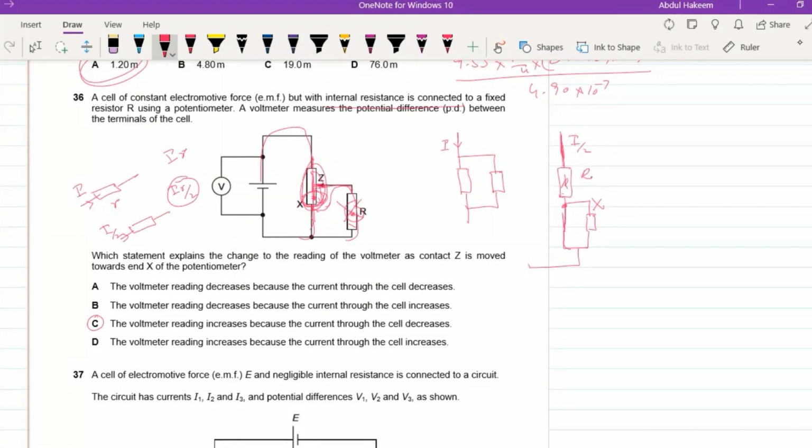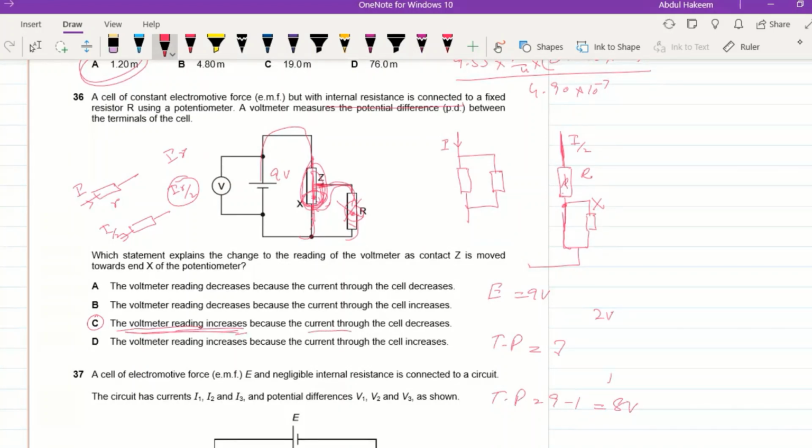For example, the EMF of the cell is 9 volt. For the first current, if 2 volts drop, then the terminal potential, I mean the reading of the voltmeter, is 7. But when the resistor moves down, the loss of the potential is half. That is 1. Now the terminal potential is 9 minus 1, it's 8. So the answer is C, the voltmeter reading, meaning the terminal potential, will increase because the loss of potential across the internal resistance is smaller, because the current through the cell decreases.